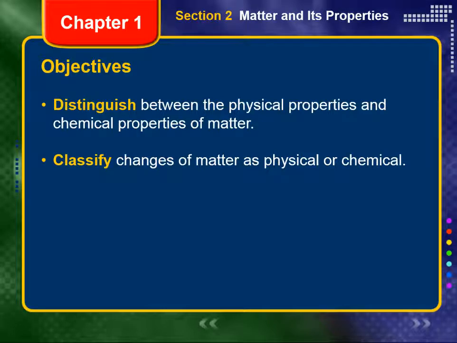These two objectives will be covered over 2 lectures. At the end of this Part 2 video, you should be able to fully distinguish between physical properties and chemical properties of matter and classify changes of matter as physical or chemical.